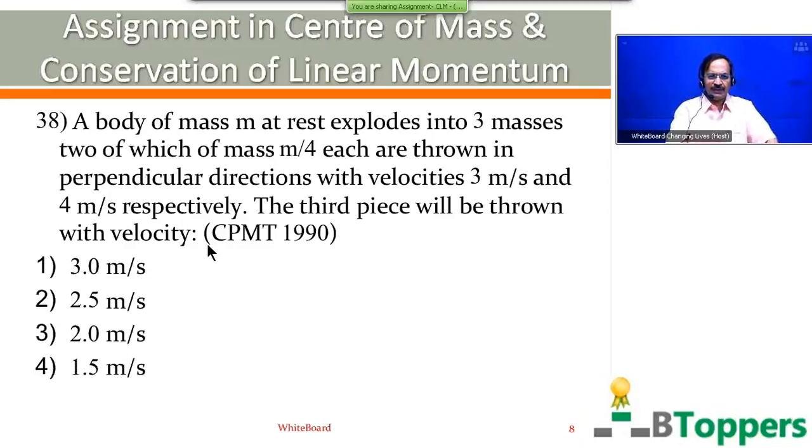There are 4 options on screen. First option, 3 meters per second. Second option, 2.5 meters per second. Third option, 2 meters per second. Fourth option, 1.5 meters per second. Come on, try the question.